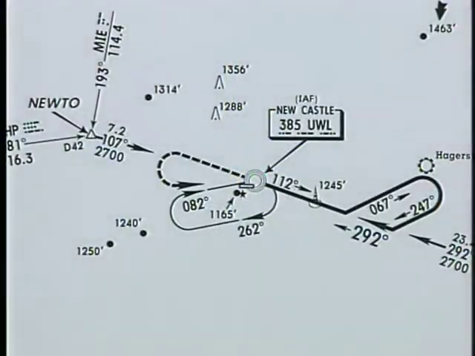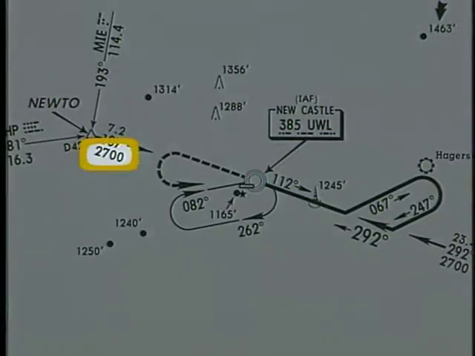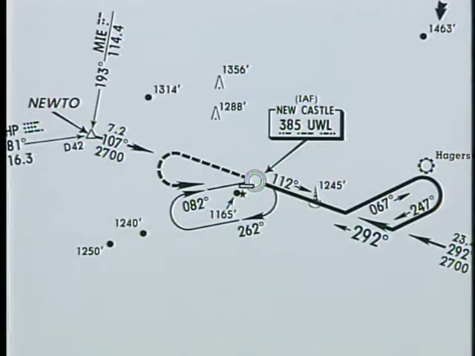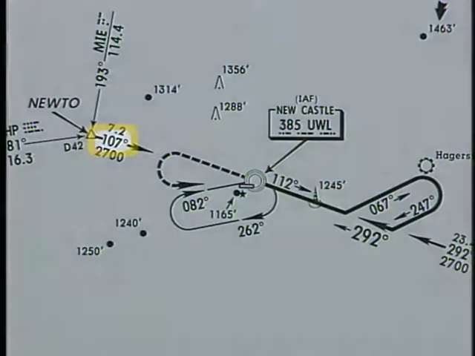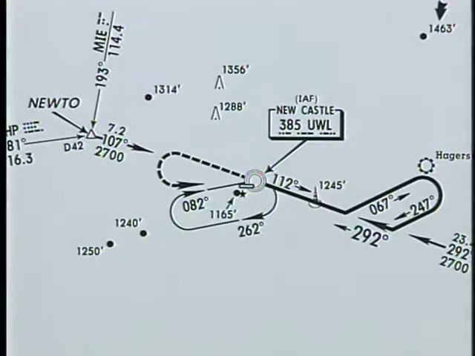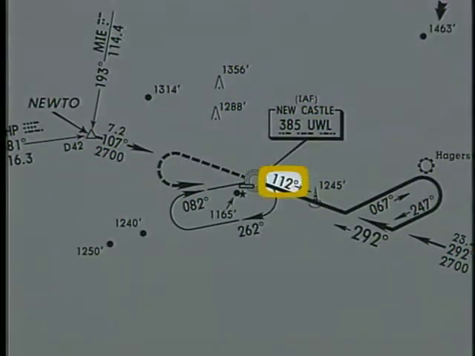Once you're established on the feeder route and are cleared for the approach, you can descend to 2,700 feet. During this segment, you should find the combination of magnetic heading and relative bearing needed to maintain the 107-degree magnetic bearing to the station. After reaching the NDB, you need to turn right slightly and track outbound on the 112-degree magnetic bearing from the station.